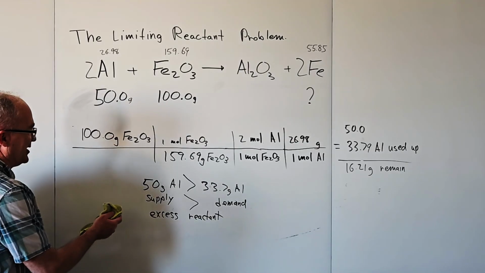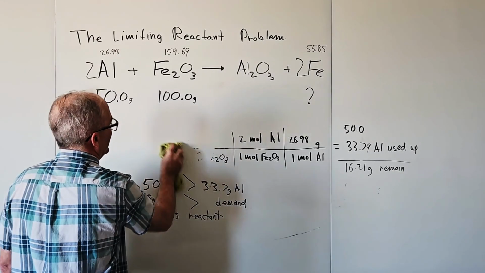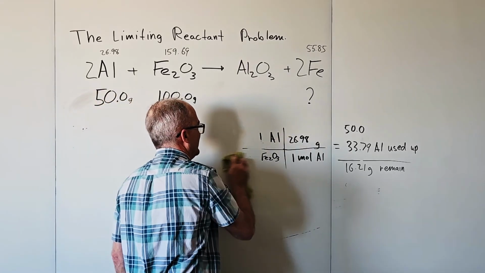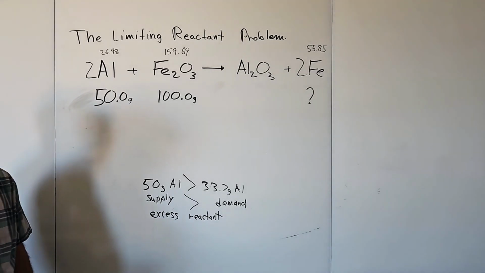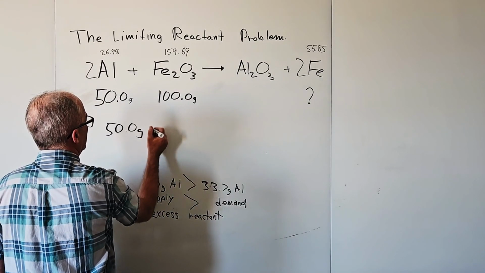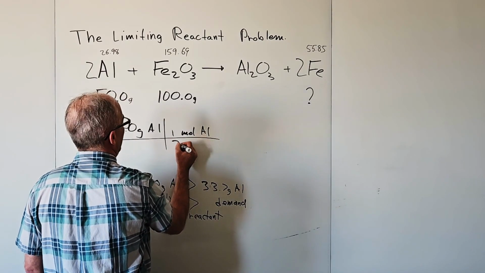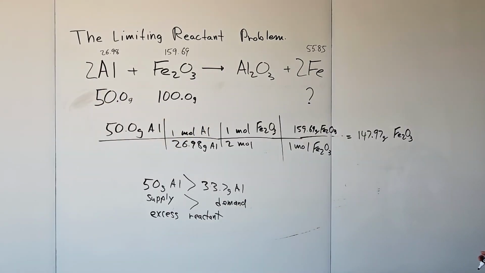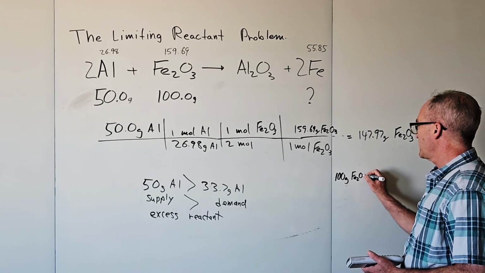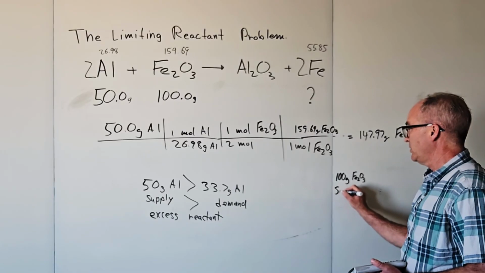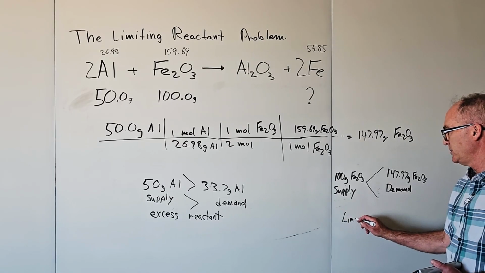Now let's just, for fun, start with the aluminum and see how much ferric oxide is needed. And let's just do that because there's nothing more fun than doing mole problems. 50 grams of aluminum, 1 mole of aluminum. All right, so here we can look at this and maybe say something like, we have 100 grams of our ferric oxide, and we're going to call this supply, and the demand, now we can call this the limiting.